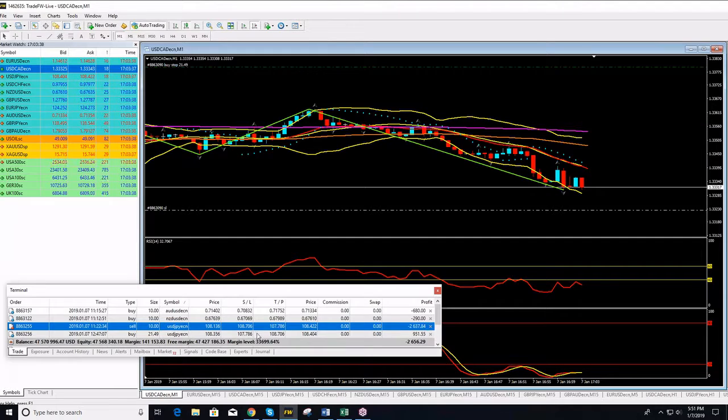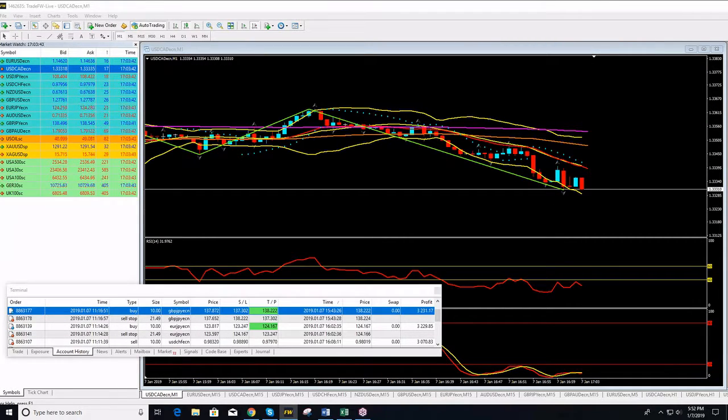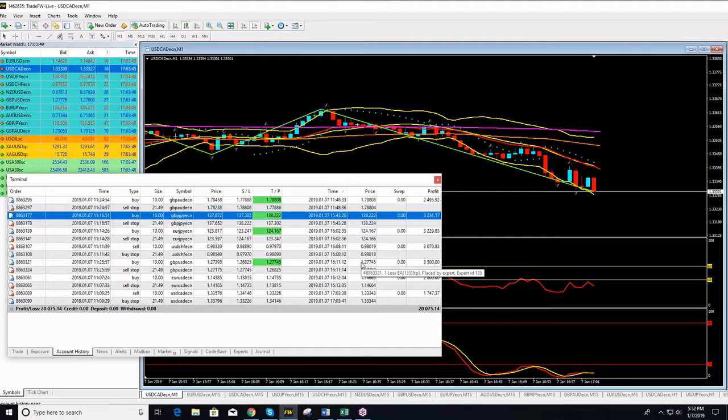Close it. All right, guys, we have just closed it, and my target is done for the day. Not bad at all. $20,075. We also closed our CAD position. Not bad for a day. $20,075. That's all for the moment, guys.